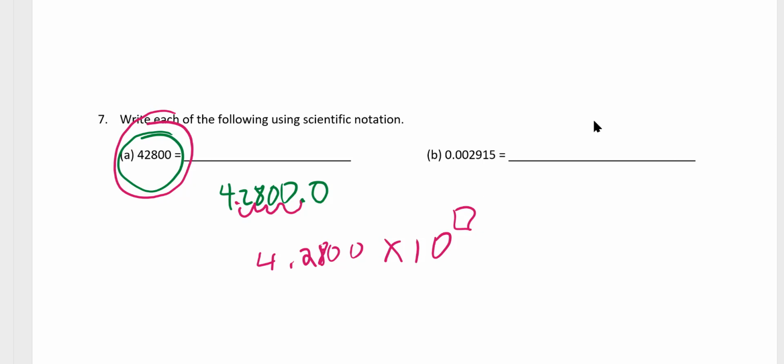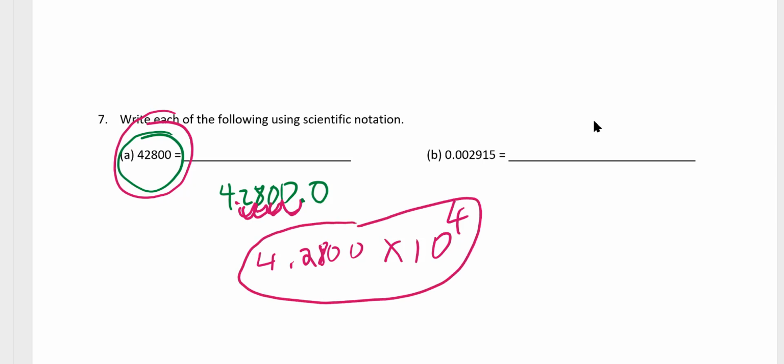And how many places did we move? We had to move 4 places. 1, 2, 3, 4 places. So that will be a positive 4 there. So that is my answer, 4.2800 times 10 to the 4th. These extra zeros don't really do anything for us, so the answer that we need to write is 4.28 times 10 to the 4th.